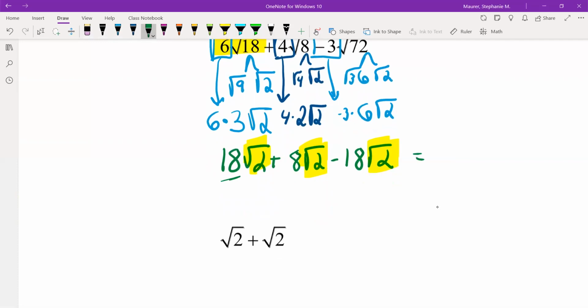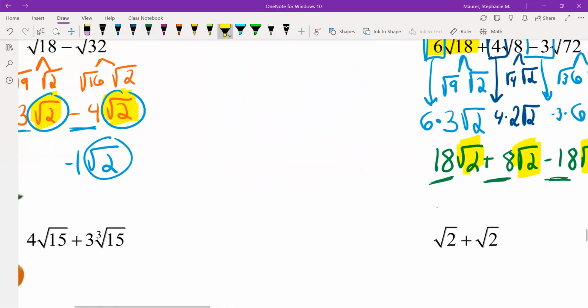So now I just need to do 18 plus 8 minus 18 gives me an 8. And then don't forget that square root of 2. Just tacking along the whole time. With addition and subtraction, that is what we focus on.